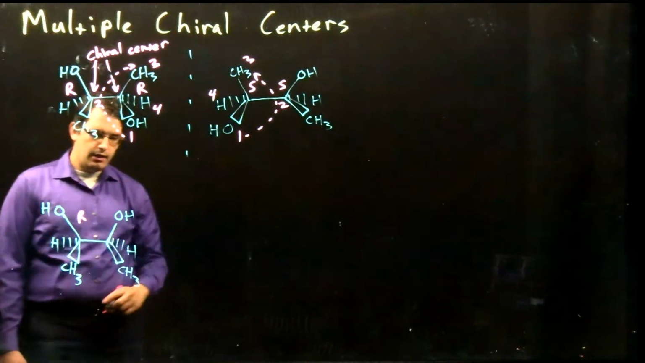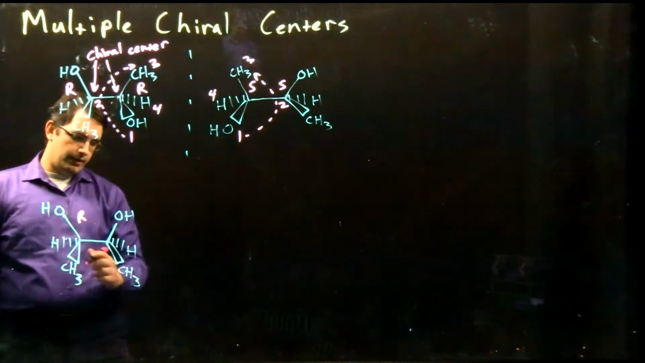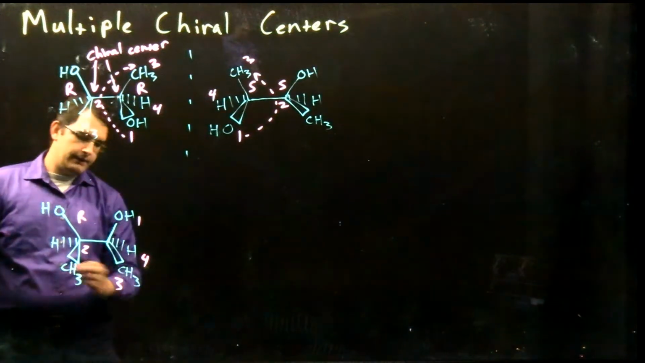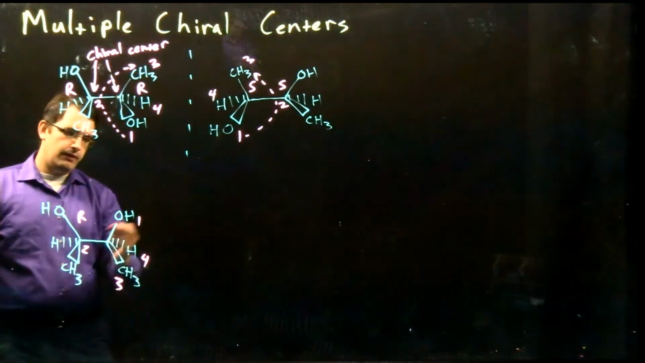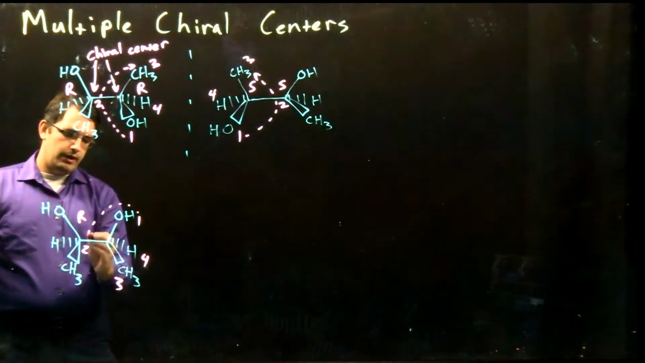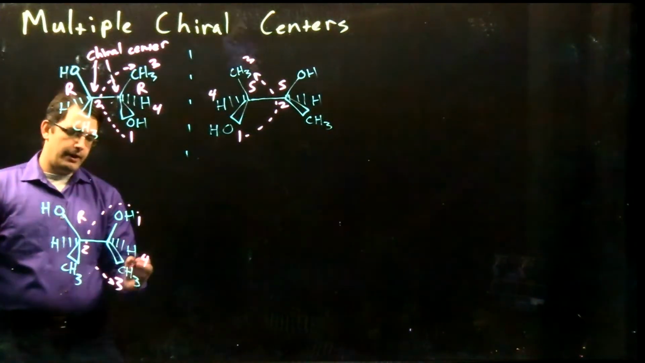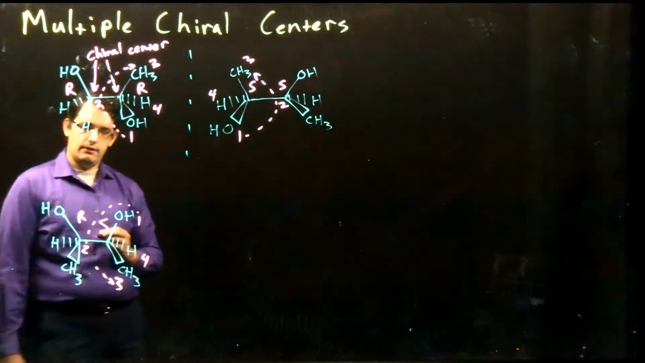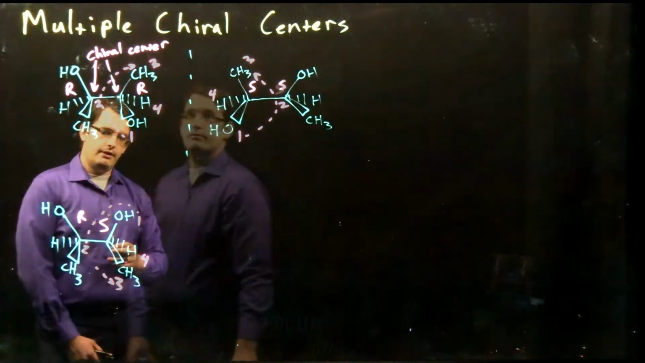So again, I can determine my configuration. 4, 1, 2, and 3 is my priority. My hydrogen is still in the back, so I go from my higher priority to my lower priority. I'm moving counterclockwise to give me an S notation for this chiral center.